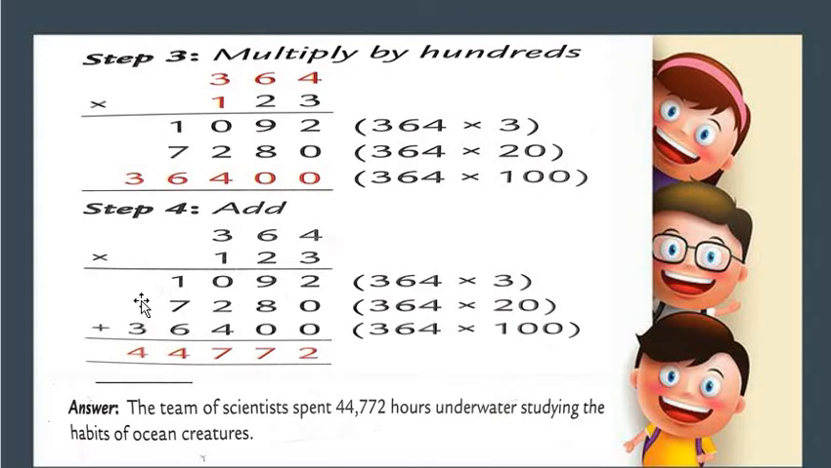Then 3 plus carry 1, so 4. So the answer is what? 44,772. What answer did we get here? 44,772. Understood? One by one we do all the steps. Okay, as we solve the exercise, third equation number 1 2 3 4. This type of example and question comes in the exercise, so we do it step by step like this. Keep it in mind, all students.